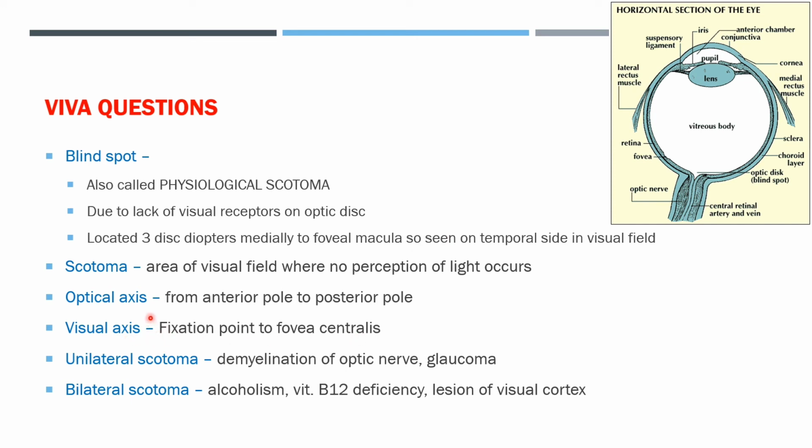Remember this. Then in which condition is unilateral scotoma, that means scotoma present only in one eye, found? Usually it is found in demyelination of the optic nerve, and also in cases of glaucoma of a single eye. Bilateral scotoma means scotoma present in both eyes. Usually it is found in chronic alcoholism or in cases of vitamin B12 deficiency, or if there is a lesion of the visual cortex. So these are some of the Viva questions which may be asked regarding this practical.